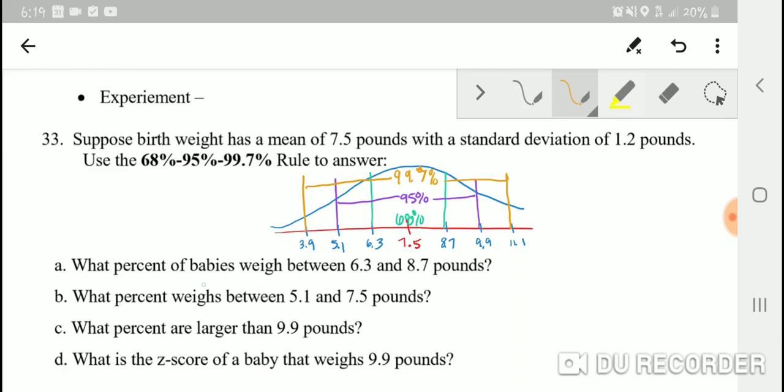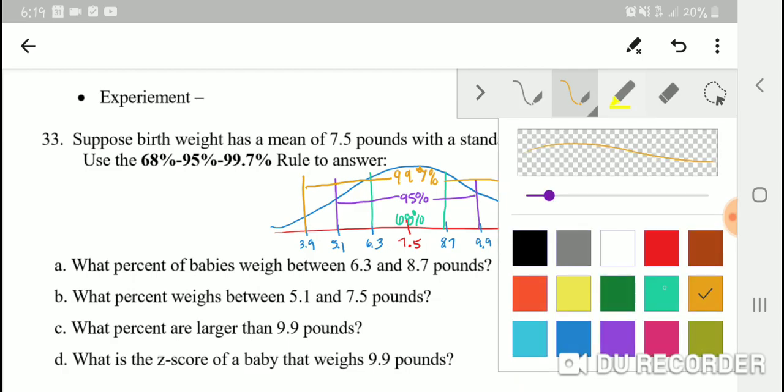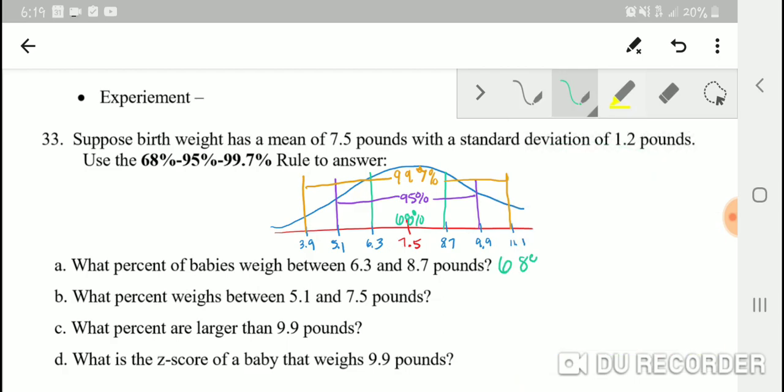So when it asks what percent of babies weigh between 6.3 and 8.7 pounds, that's within the first standard deviations. So that would be 68% of the babies, or 68% of the data is between those two values. Between 5.1 and 7.5, that's half the range between 5.1 and 9.9. So we're going to take our 95 and divide that in half. So that would be 47.5% of the data.